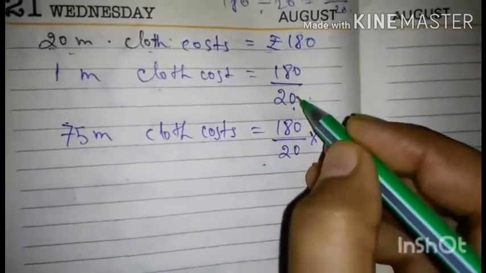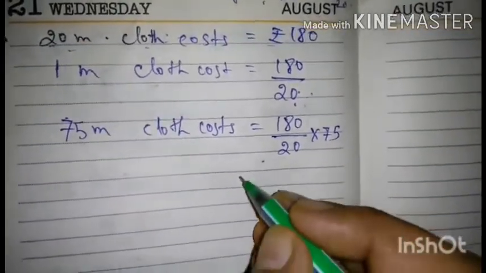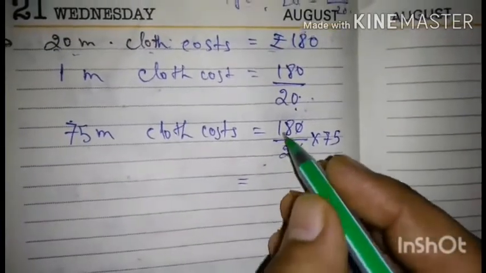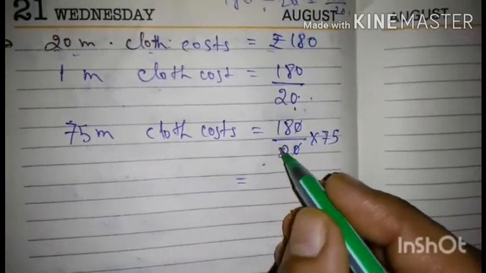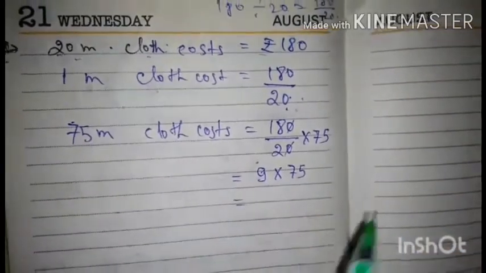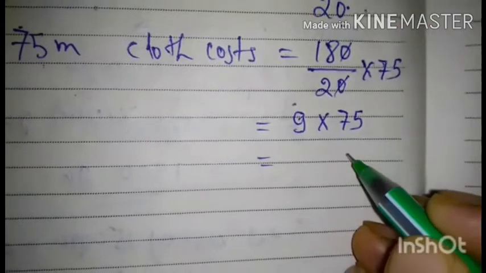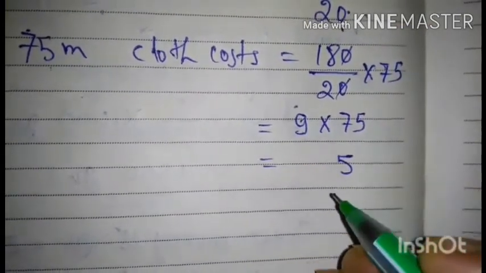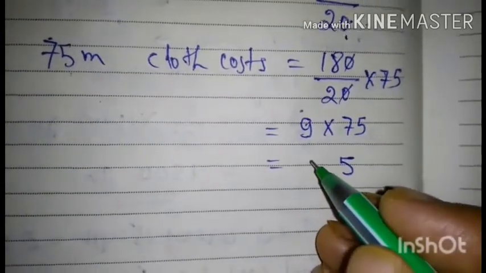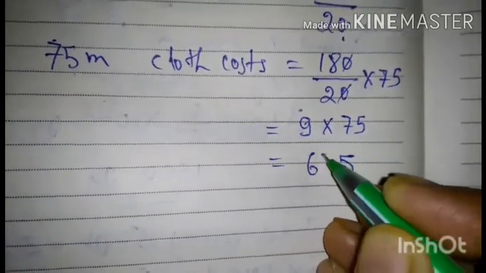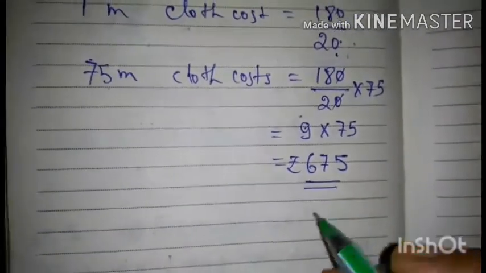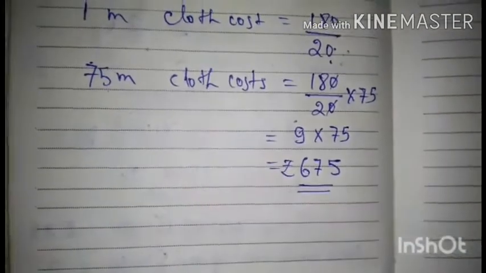Once you have found out the cost of 1 meter, you multiply it by 75, so you will get more than the cost of 1. So cut it and you have 2 9 ja 18. 9 into 75, 9 5 ja 45, 7 9 ja 63, 63 plus 4, 67, 675 rupees. Cost of 75 meter cloth.